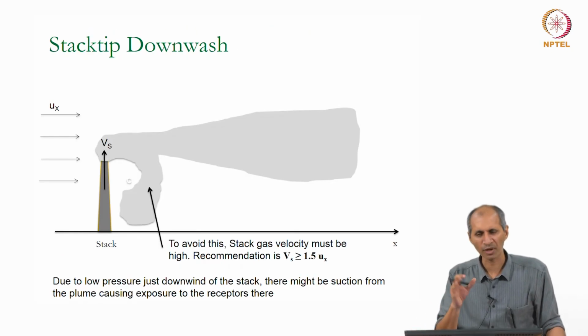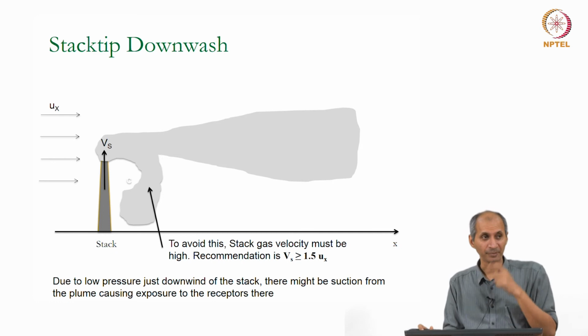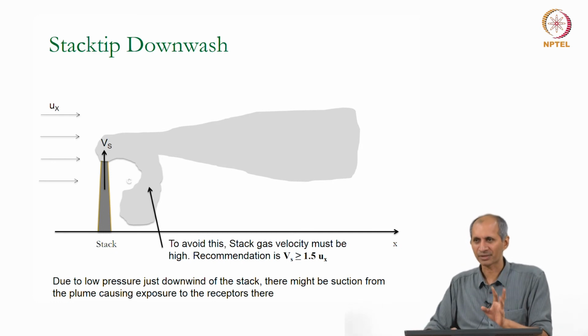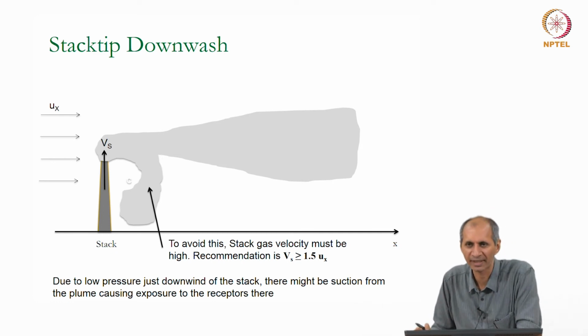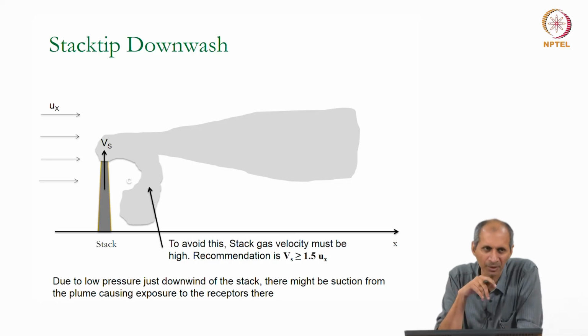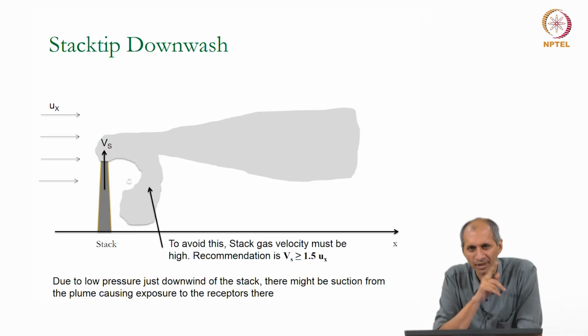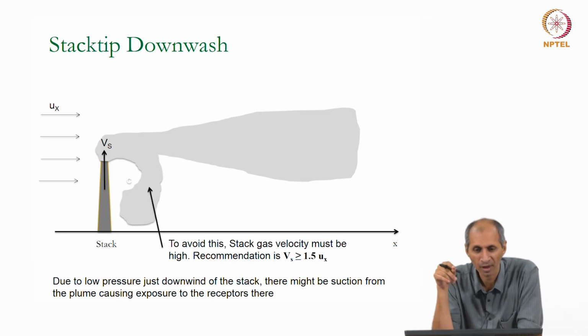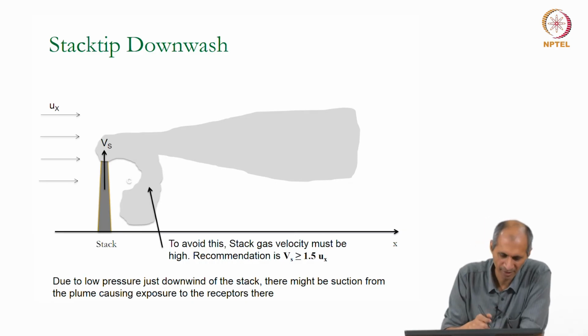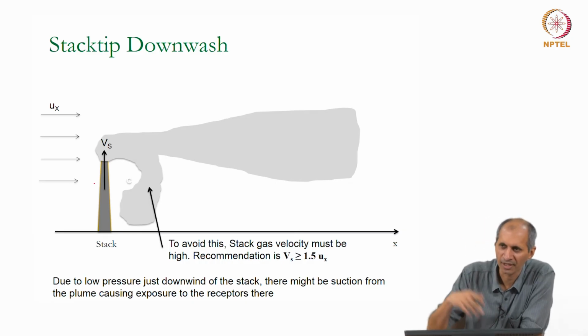There are a couple of small artifacts to this dispersion. These are the non-idealities. One of them is called stack tip downwash. Now, this is not important for ambient pollution, but it is important in the place, at the source. For example, you have a factory and you have a stack, a chimney which is releasing emissions.